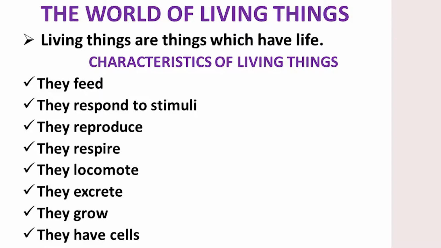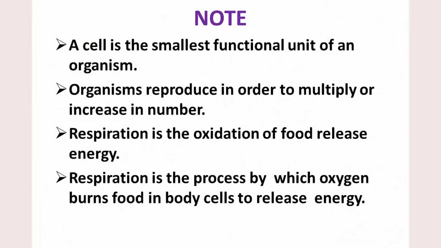So the body of any living thing is made up of cells, quite a number of cells. A cell is the smallest functional unit of an organism. So all organisms have bodies that are built out of cells. Of course, these cells have the ability to die, and then the body keeps on manufacturing more and more of these cells.